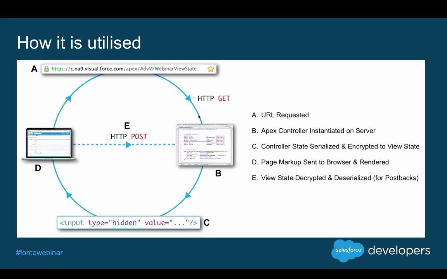The view state is deserialized again. The method is run. The controller state is updated. And the view state is serialized again and sent back. And this is if you're just doing an on-page re-render.